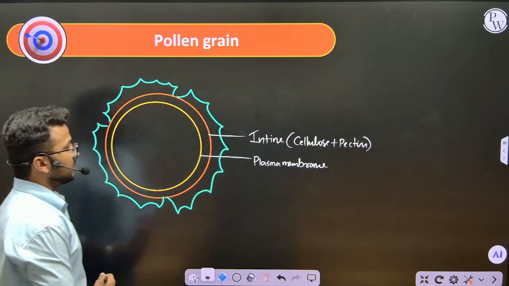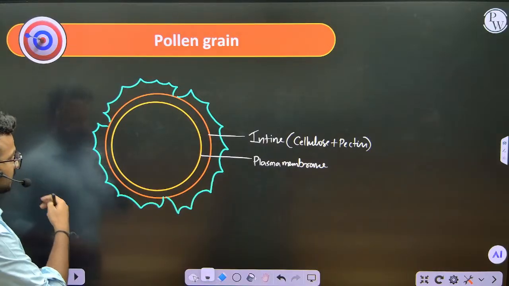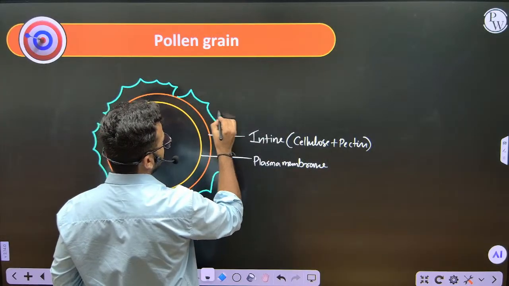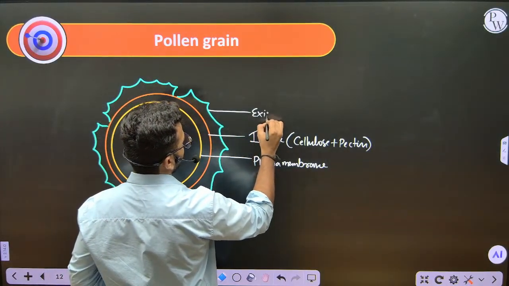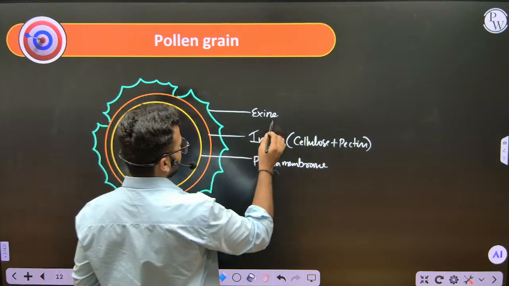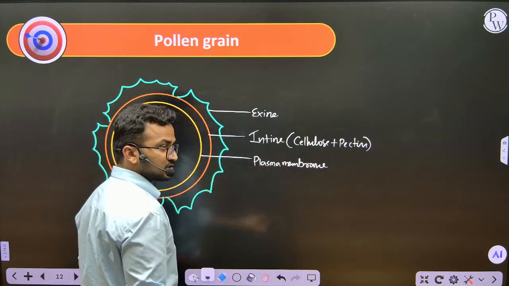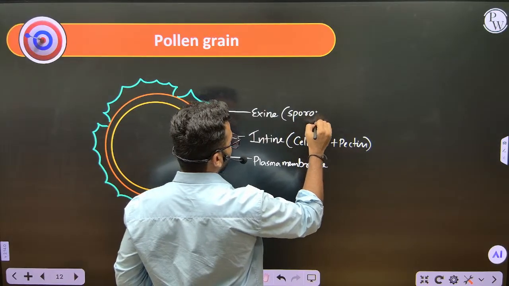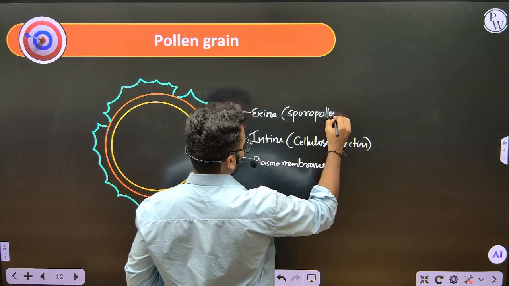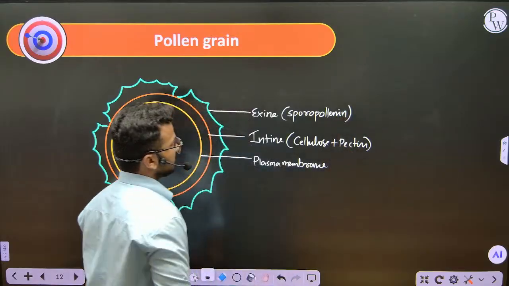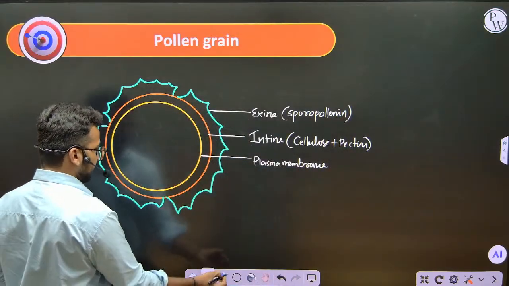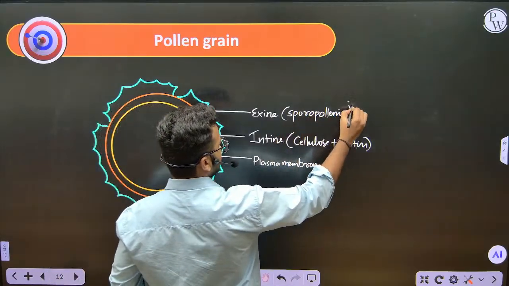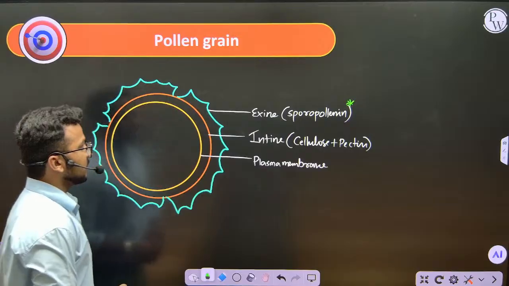So it is composed of cellulose and pectin, the intine, and next to that intine what you are seeing, the irregular structure, that we call exine. That is exine. Exine is the outermost layer, and it is made up of a chemical called sporopollenin. So the special thing here is very important, they asked 2-3 times on this. So it is important, the sporopollenin here.